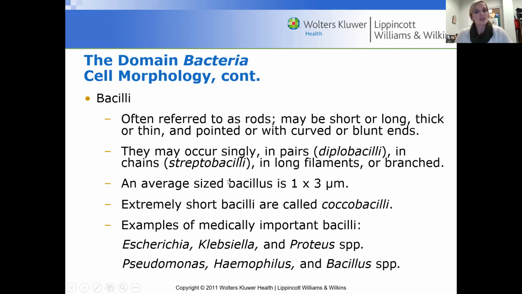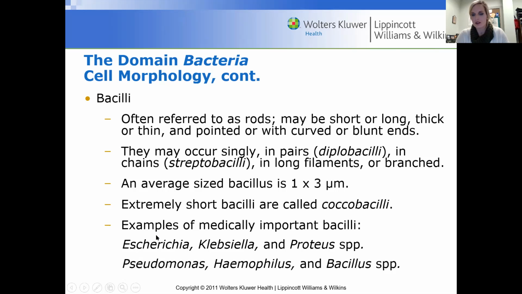So again, the average size bacillus is about 1 by 3 micrometers. Sometimes we have some extremely short bacilli that almost look close to a cocci, but they're still a little bit longer than they are wide. Being so short, they are kind of hard to differentiate, so they're referred to as coccobacilli. So we're putting the names together there. These are just a couple different examples of your bacilli.